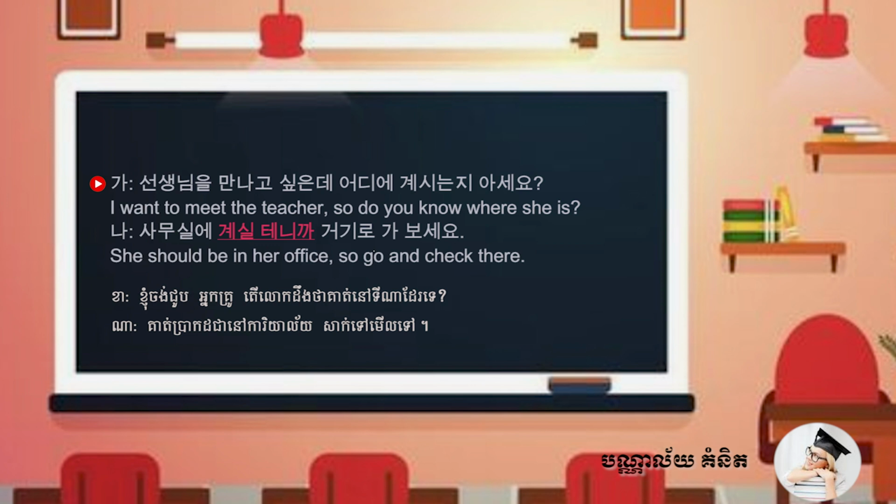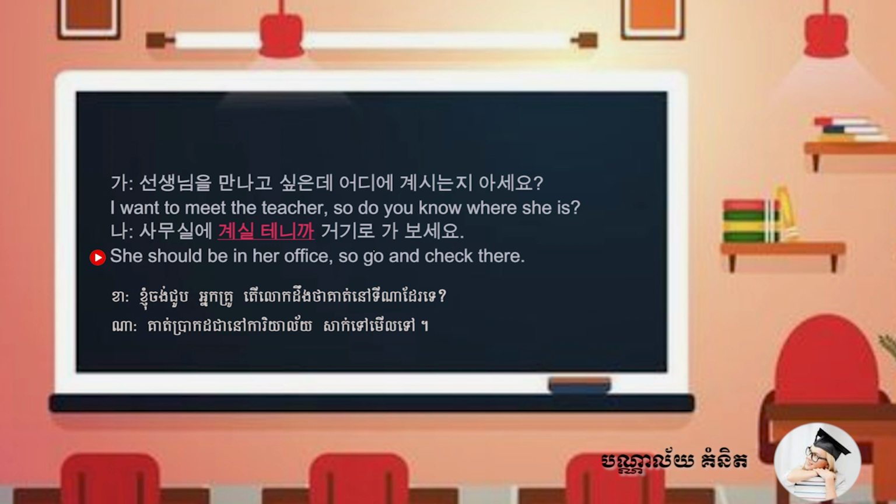One more example. A asks: 선생님을 만나고 싶은데 어디에 계시는지 아세요? I want to meet the teacher, so do you know where she is? B answers: 사무실에 계실 테니까 거기로 가 보세요. She should be in her office, so go and check there. Now we look at why we use 을 테니까. We find which is the reason and which is the advice or suggestion.